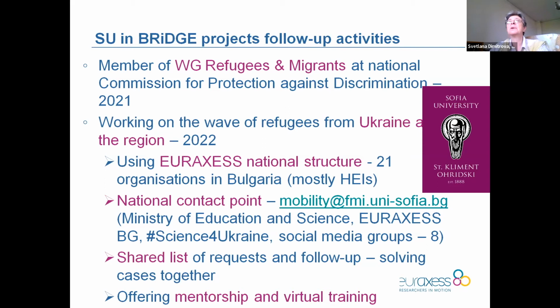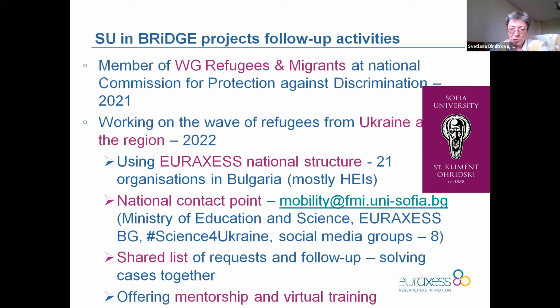For instance, we have in EURAXESS Bulgaria a shared file with all requests. So all of our contact points can see it. We prepared it at Sofia University, but all have access to this shared folder with documents and a list of contacts. And everyone can see and offer some support for accommodation, depending on where the researcher is based and what the request is practically, or some temporary job at our organizations, because here is the point I will mention once more later again. What is needed right now is a temporary job.